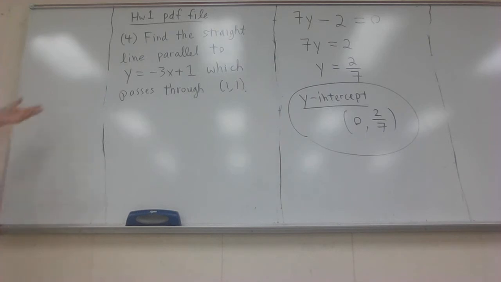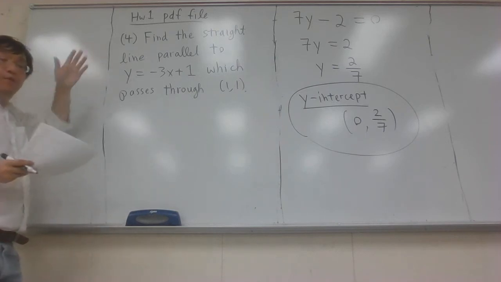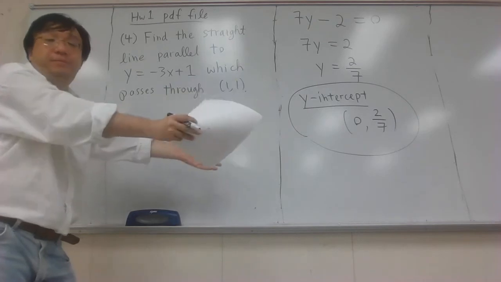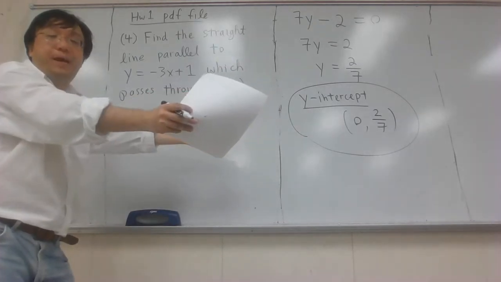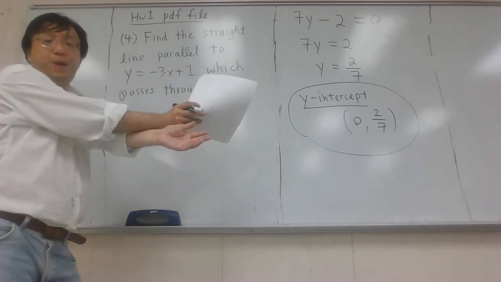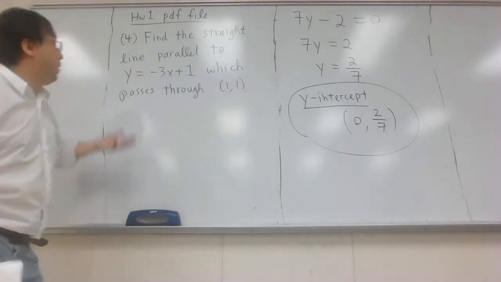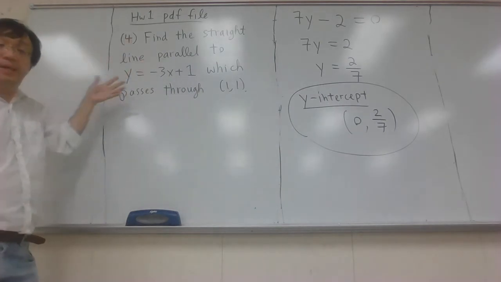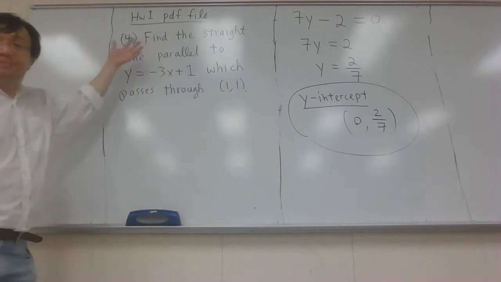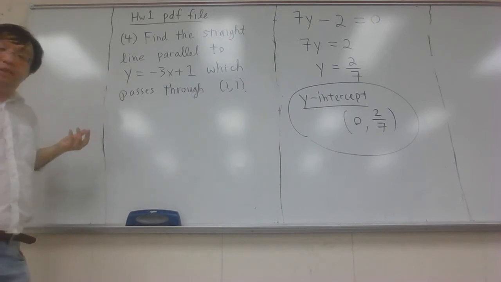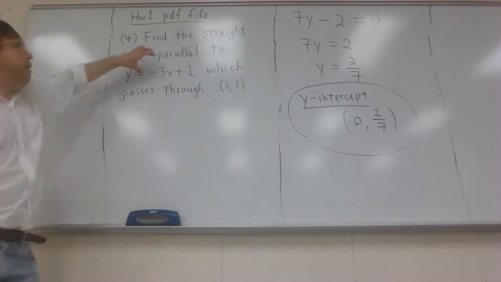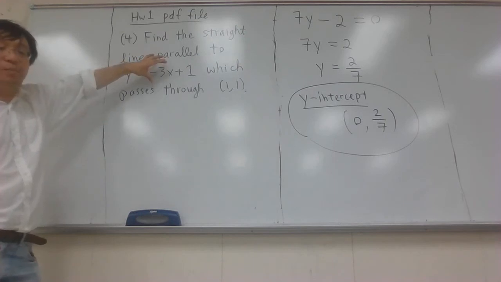Now, if you have two straight lines which are parallel, then they're going in the same direction. So a straight line parallel to this one is going in the same direction, so it has to have the same slope, because slope gives direction. So the slope of that straight line has to be -3.